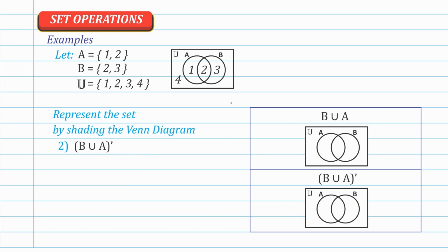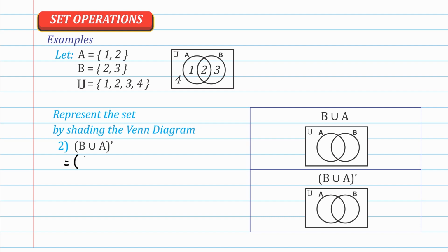Again, let's use these three sets, A, B, and the universal set. But this time, let's get B union A, that group, prime. Let's try to shade our Venn diagram using elements first. So just like what we did earlier, we write first the elements of these sets.